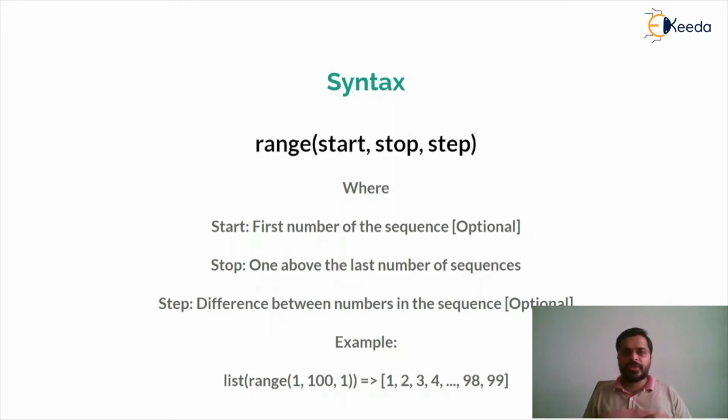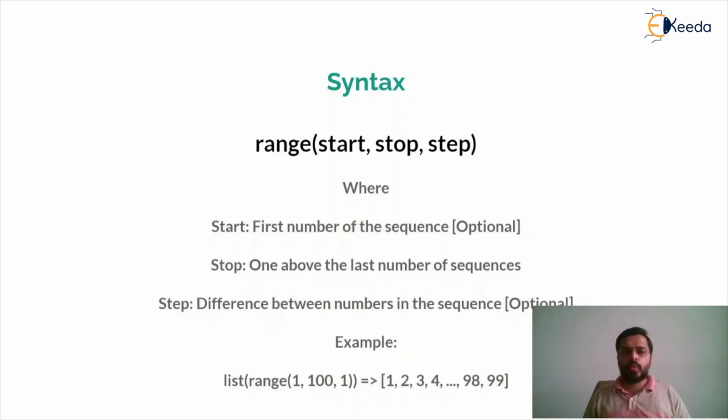The syntax of the range function is range, parentheses, and inside that we have three parameters: start, stop, and step. Start is the first number of the sequence. Basically, this is the first number which will be generated by the range function. The value for start is optional, which means you do not need to provide it. If we do not provide the start value, the range function by default will consider it as 0.